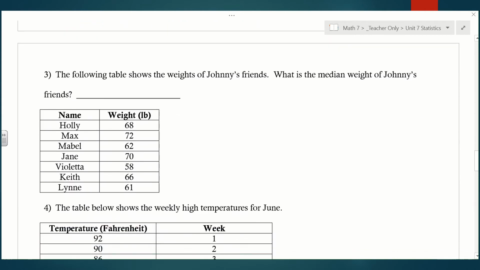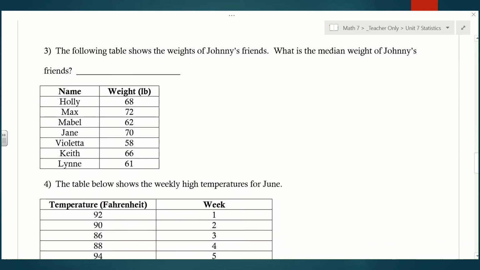Number 3. The following table shows the weights of Johnny's friends. What is the median weight of Johnny's friends? Okay, so basically the same thing. We just have to put them in order, and I'm going to make a list to do that.